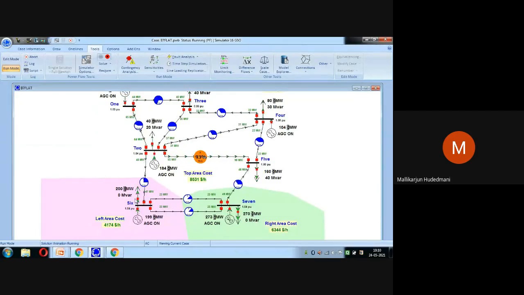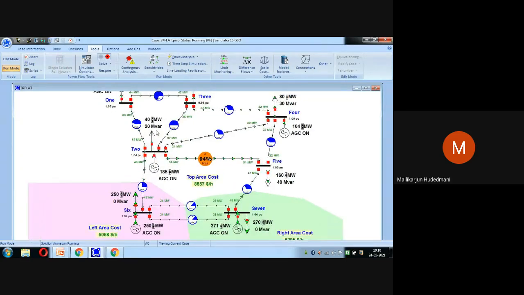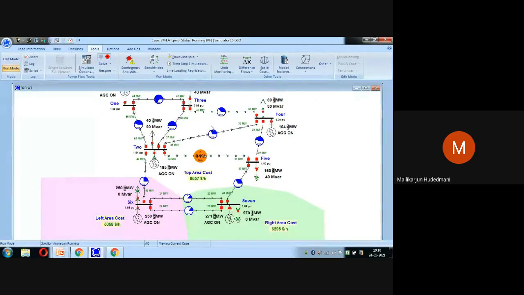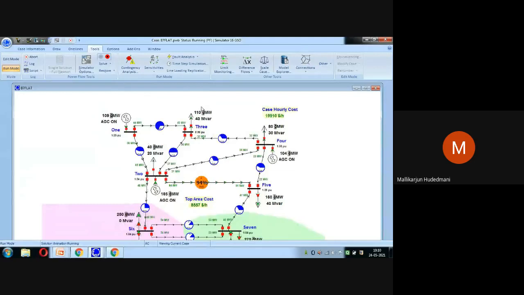Okay, similarly, if I increase the load here, you can see a similar effect here. Now, if I show you the other side, I just zoom this down, and if I increase the load here, you can see the exchange of power is happening.